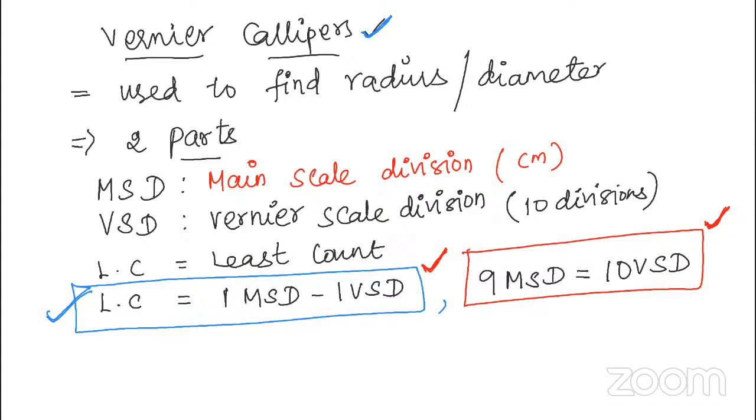So next we can go for the related problems. Here one more formula is also there for least count. That is least count is equal to 1 MSD into 1 minus MSD by VSD. So this is also one formula.